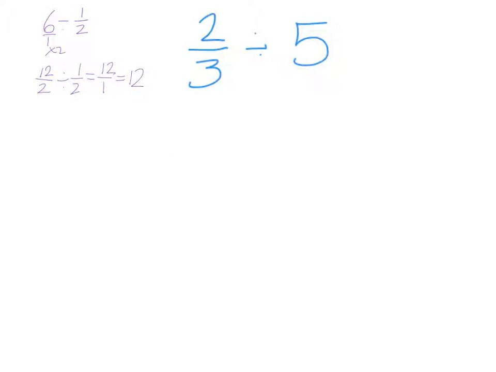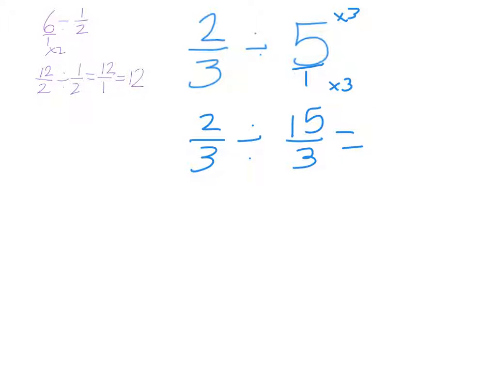For the problem 2/3 divided by 5, I need to think of the 5 as being 5 over 1. Common denominator is 3, so I'll need to scale these up 3 times. No change to the first part. And then 5 times 3 is 15. 1 times 3 is 3. So now I'm looking at groups of 15 when I only have 2. So 2 divided by 15 is what I'm looking at. So there are 2/15 5s in 2/3.